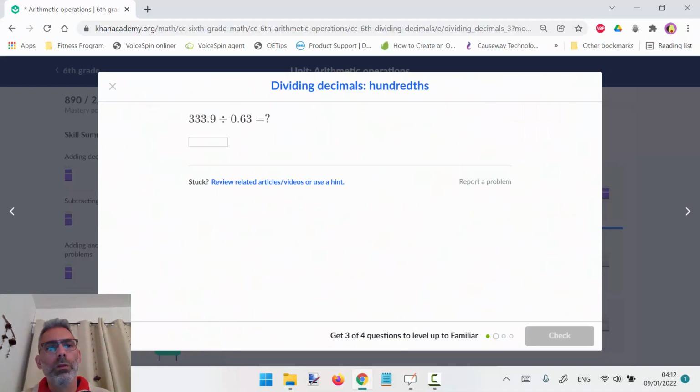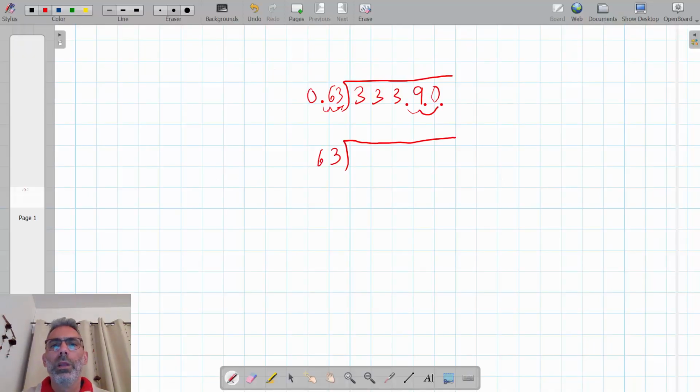So 333.9 becomes 33,390. Right, okay. So 63 doesn't go into 33. It does go into 333 how many times?